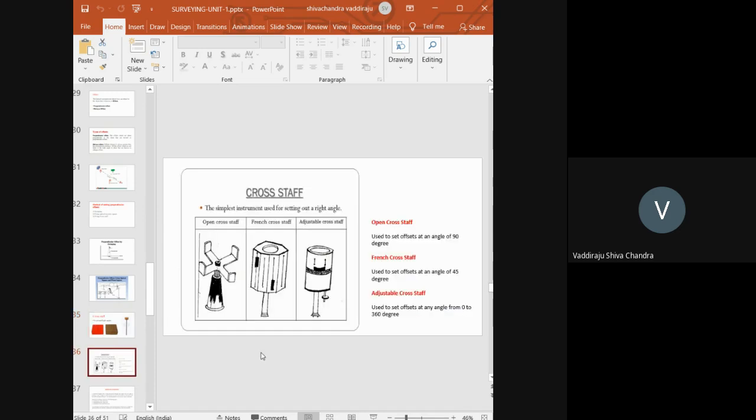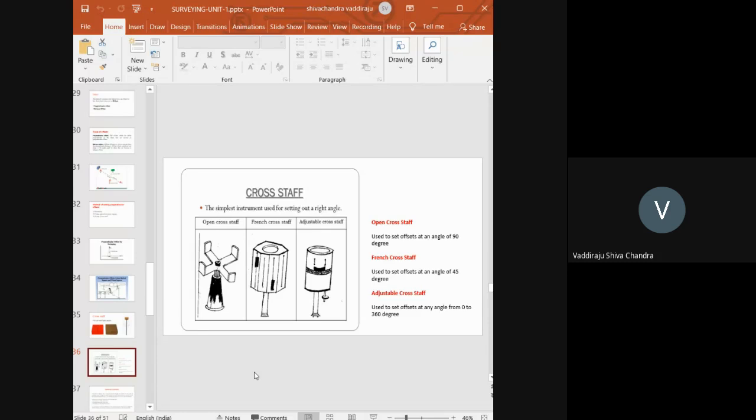So there are several types of cross staffs. One is the open cross staff, which you are seeing here, which is available in our laboratory also. The purpose of this is only that we can establish a perpendicular offset. We can't establish oblique offsets. But there is another cross staff, the French cross staff, which can also be used to set an offset at 45 degrees. Only 45 degrees and 90 degrees offsets can be set. But an adjustable cross staff is the one using which you can establish any offset from 0 to 360 degrees. So oblique offsets can be established using the adjustable cross staff, 45 degree and 90 degree offsets can be established using the French cross staff, and only 90 degree, or perpendicular, offsets can be established using the open cross staff.